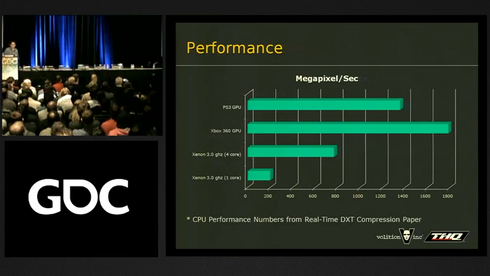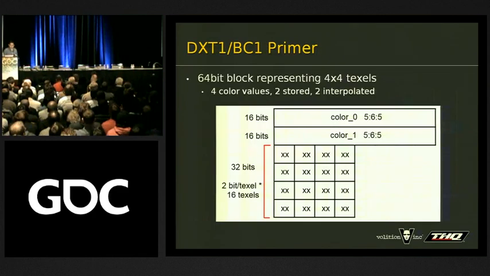I was going to go up front a little bit about performance. CPU implementations, these numbers are from id's paper. They were getting around 180 megapixels a second on a single core, 750 megapixels a second on a quad core. These were 3 gigahertz Xenon. On the Xbox 360, we were able to get 1,800 megapixels per second, which equates to just a little bit over half a millisecond to compress a 1024 by 1024 texture. PS3 was a little bit slower. It was usually about 0.75 milliseconds to compress a 1024 by 1024 texture.